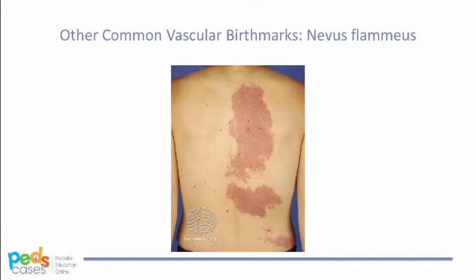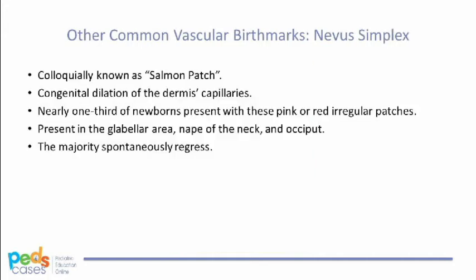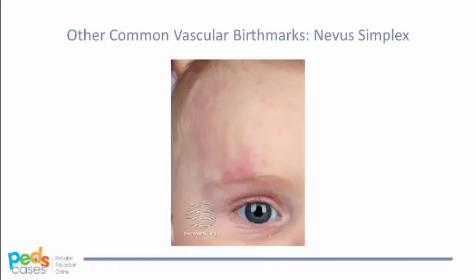And what are treatment options for a port wine stain? We treat these with laser for cosmetic purposes. Another vascular malformation is a nevus simplex, which is colloquially known as a salmon patch. What is the pathophysiology of a nevus simplex? Well, simply put, they are due to congenital dilation of the dermal capillaries.